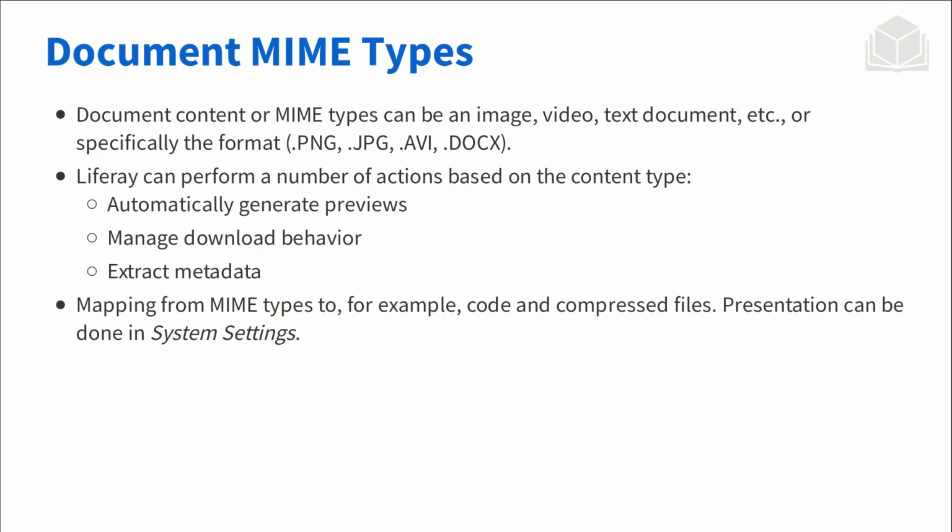We can configure certain MIME types, for example, PNG, JPEG, and so on are typically considered as images. AVI is often considered as video. Actually, almost always docx is a text document, is a Word document. So all of these MIME types can be configured. And what does that mean? With different tools to calculate, to generate previews or thumbnails, we can actually refer to one tool for images, to another tool for documents, to yet another tool for videos.